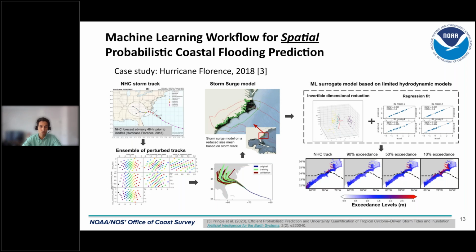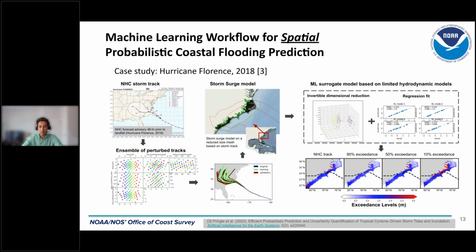Here I showcase a machine learning workflow for probabilistic prediction of maximum water elevation for a case study of Hurricane Florence. It starts with obtaining the hurricane track advisory from the National Hurricane Center to generate an ensemble of perturbed tracks. Here we used Koksma-Hlawka sequence sampling to perturb hurricane cross-track, along-track, maximum wind speed, and radius of maximum wind. The figure in the bottom left shows the distribution of perturbed variables, and the figure in the middle visualizes perturbed tracks that were split into training and validation for ML model development.